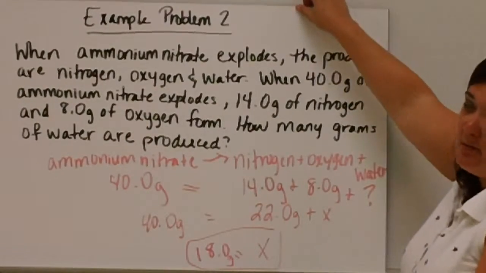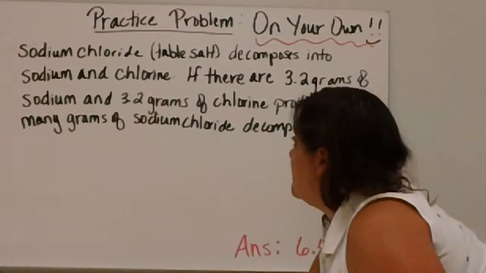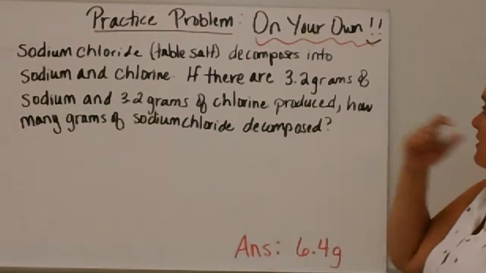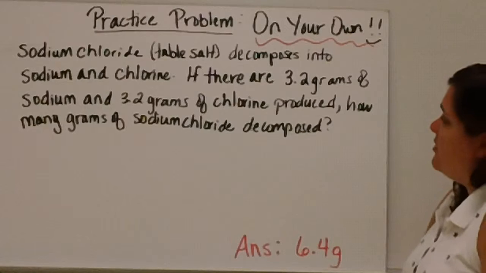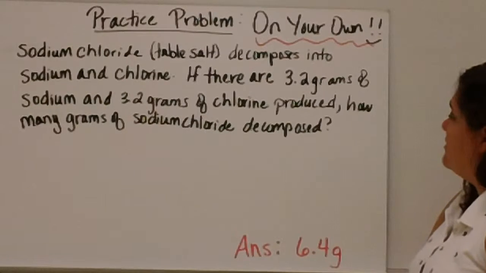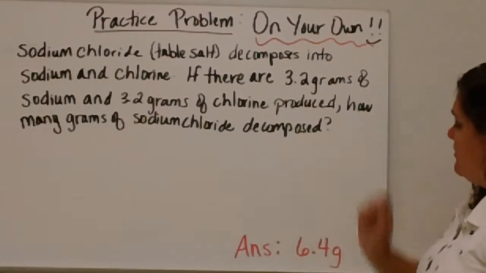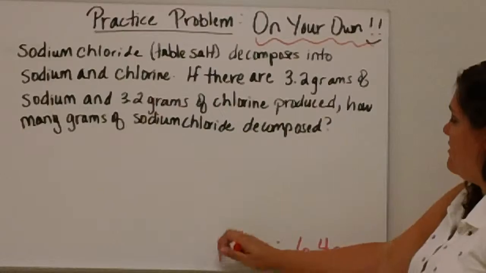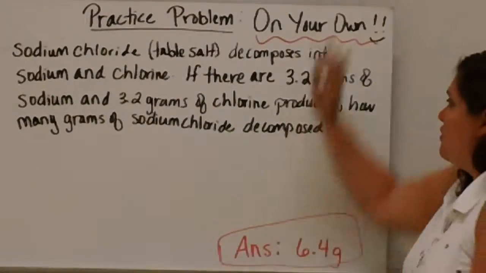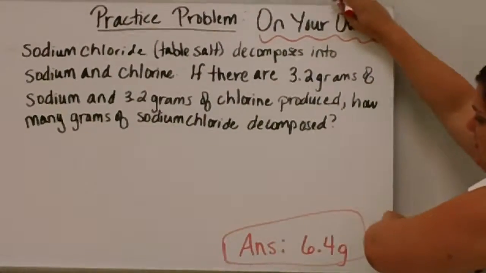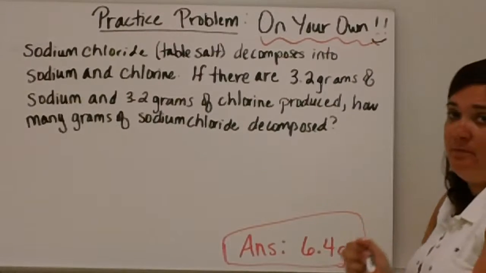Alright, so this next problem you're going to try on your own. Sodium chloride, table salt, decomposes into sodium and chlorine. If there are 3.2 grams of sodium and 3.2 grams of chlorine produced, how many grams of sodium chloride decomposed? And so I've given you the answer here. So you want to make sure that you know how to get that answer for class tomorrow.